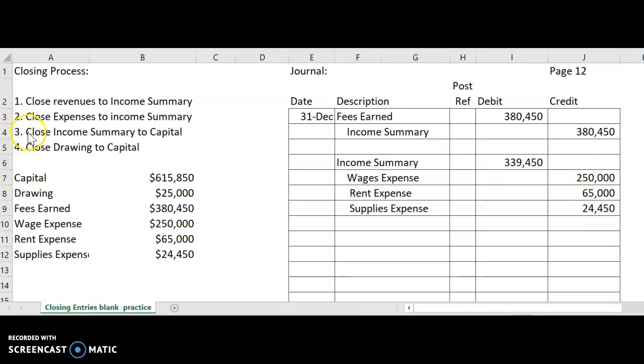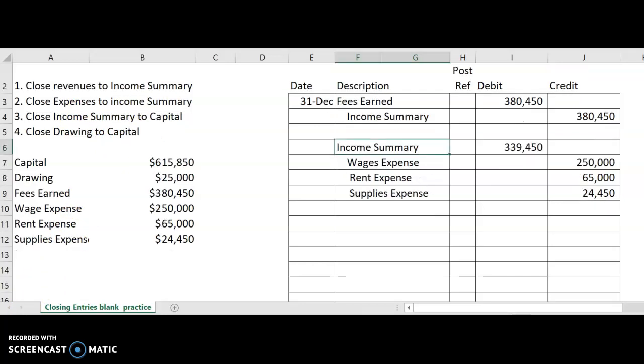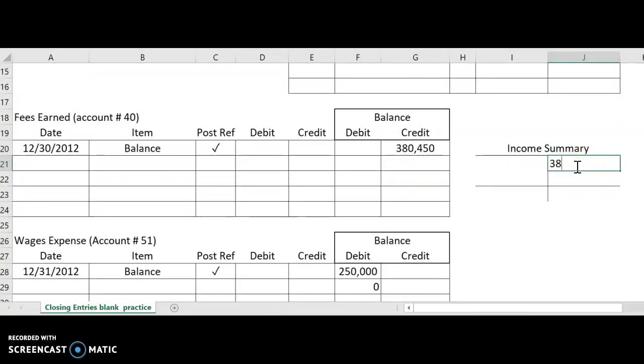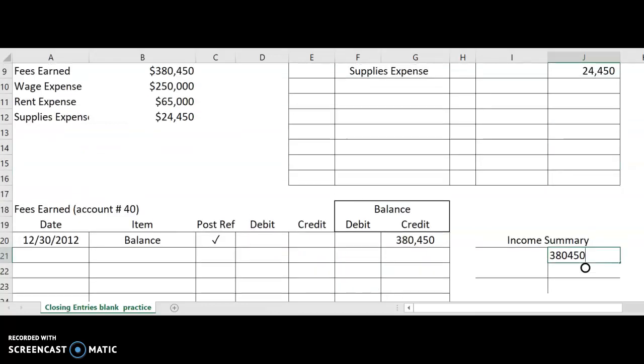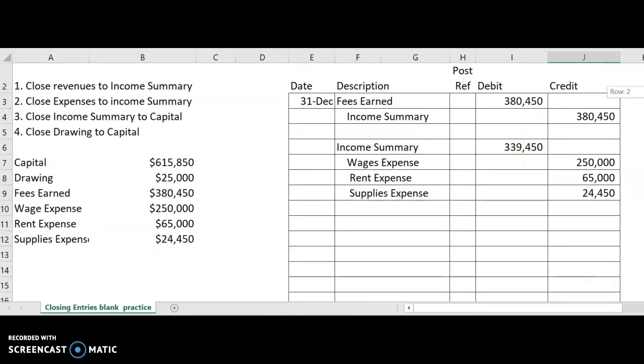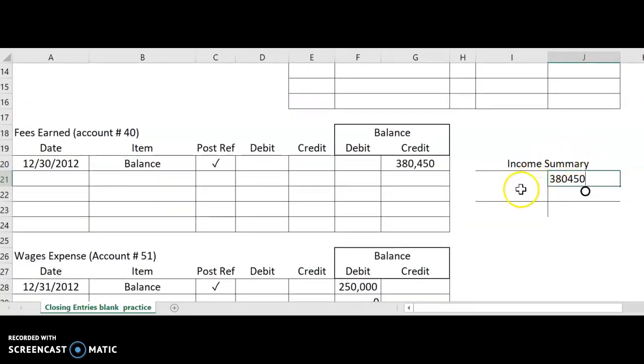Now I'm on step number 3. Step number 3 says close income summary to capital. So in order to figure out how to close income summary, I need to see what the balance is in income summary first. So let's use the T account for income summary. We know up here that we had a credit to income summary of $380,450. And then in step number 2, I debited income summary for $339,450.